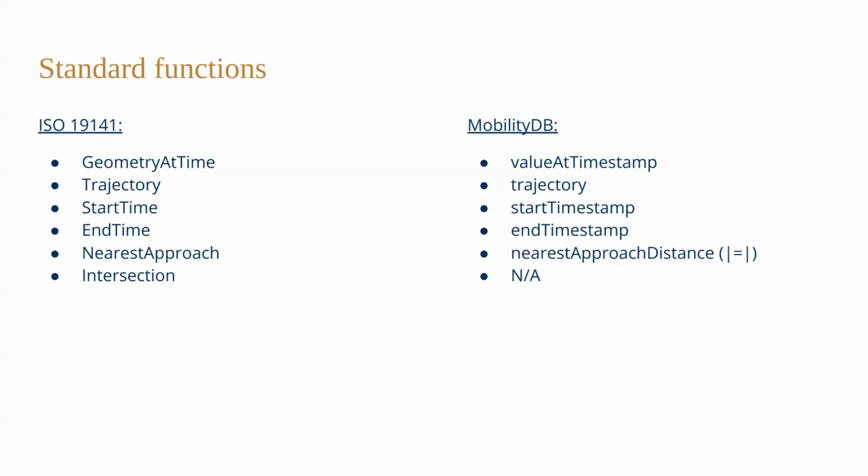The trajectory returns the movement of the center of rotation of this moving geometry, and there are also start timestamp, end timestamp, and so on. The only function from the standard that is not implemented is the intersection function, because the intersection between a fixed shape moving region and another fixed shape moving region or a fixed geometry is not necessarily fixed shape. So the result cannot be stored in a type that is a fixed shape moving region. Since at the moment in MobilityDB we don't have a type to store deforming moving regions or temporal regions, this function is not implementable.